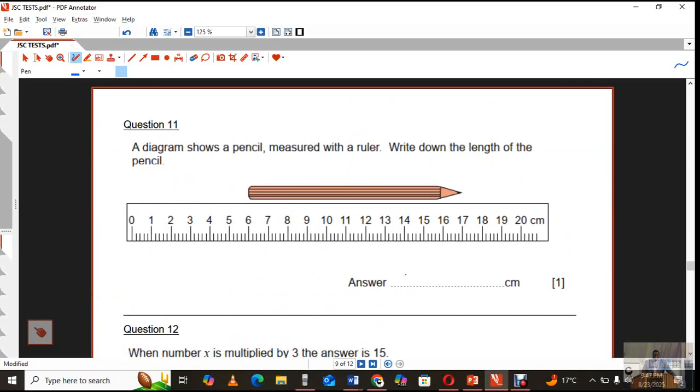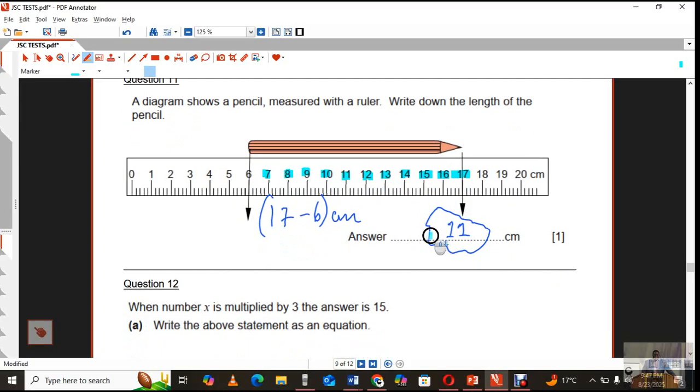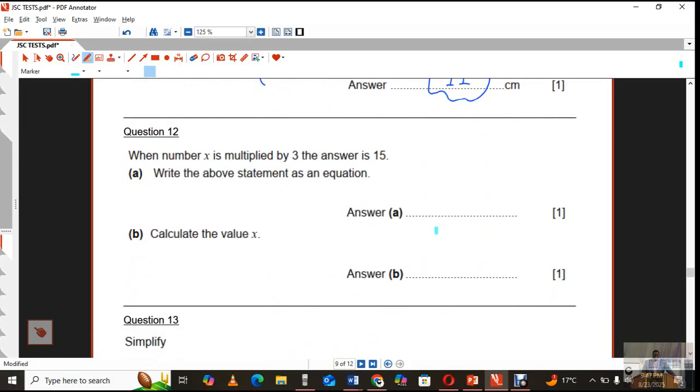Question 11, of course, you're supposed to write down the length of the pencil. So definitely you need to know that this is obviously 6, and that is represented by 17. So the difference here will be 17 take away 6. Everything is in centimeters, and the answer is 11 centimeters. Or you can physically just count. I mean, look, it's 1, 2, 3, 4, 5, 6, 7, 8, 9, 10, 11. You can also count, but don't start counting from the 6.